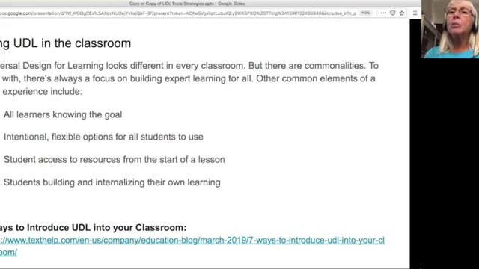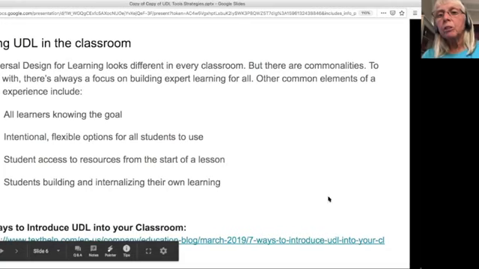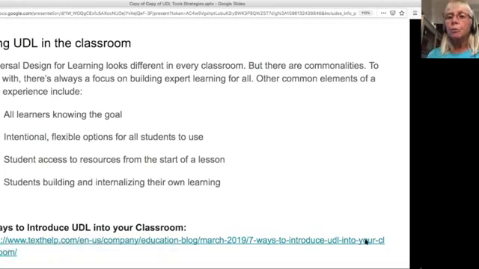Student access to resources. Now, this is really a challenge at the moment with remote learning and students building and internalizing their own learning. So I did include one very good resource that I have found for introducing UDL into your classroom as a K-12 person or as a university person. Okay, next slide, please.